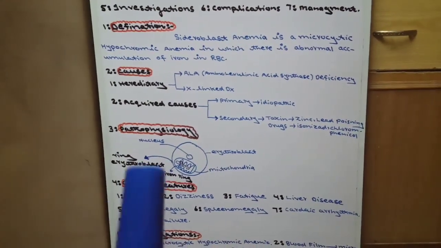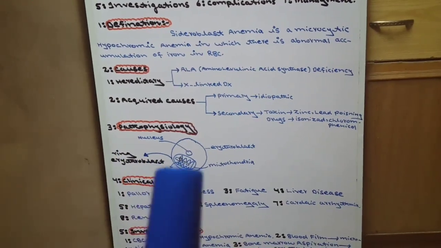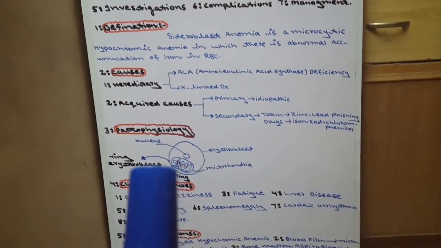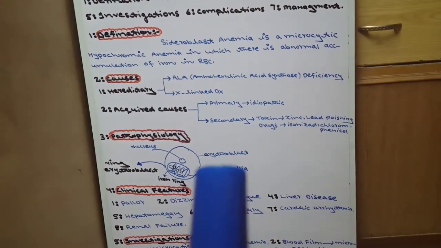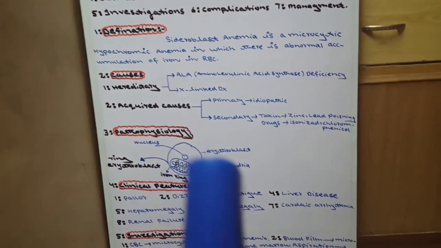Basically in pathophysiology, there will be iron accumulation in mitochondria in the form of a ring, and the erythroblast is called a ring erythroblast. This is the pathophysiology of Sideroblast anemia.